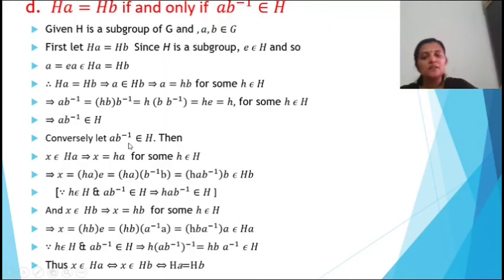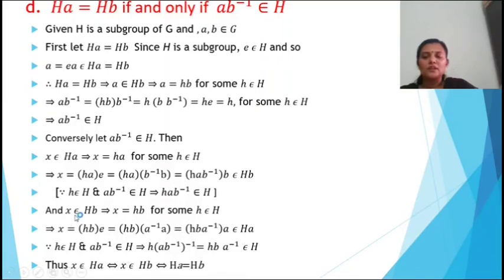Conversely, assume that AB inverse is an element of H. Then x is an element of HA implies x equals hA for some h in H. So x equals hA times E. Here we multiplied by the identity. So E is equal to B inverse B. So hA times B inverse B, which is equal to, we can combine these three terms, h A B inverse B, which is an element of HB, since h is an element of H and AB inverse is an element of H implies h A B inverse is an element of H. So this term is an element of HB.